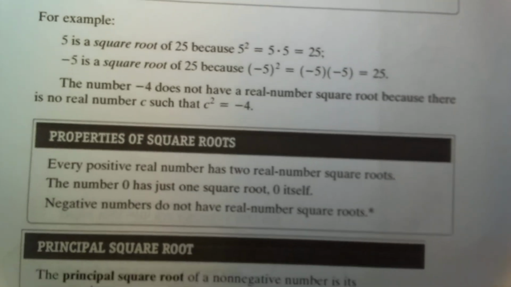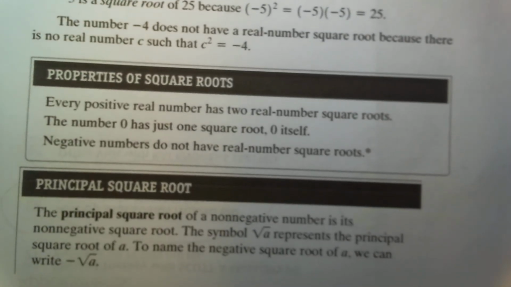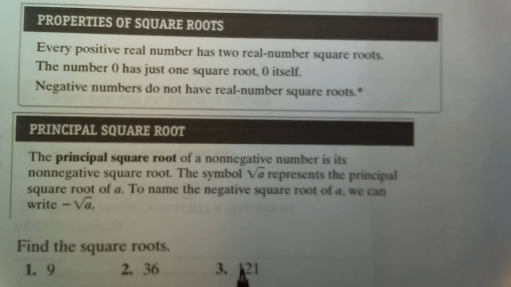So then we're going to talk about the principal square root, and we'll be dealing a lot with the principal square root. The principal square root of a non-negative number is its non-negative square root. And the symbol, the radical with an A under it, represents the principal square root of A. And to name the negative square root of A, we can write minus square root of A. So some simple exercises.